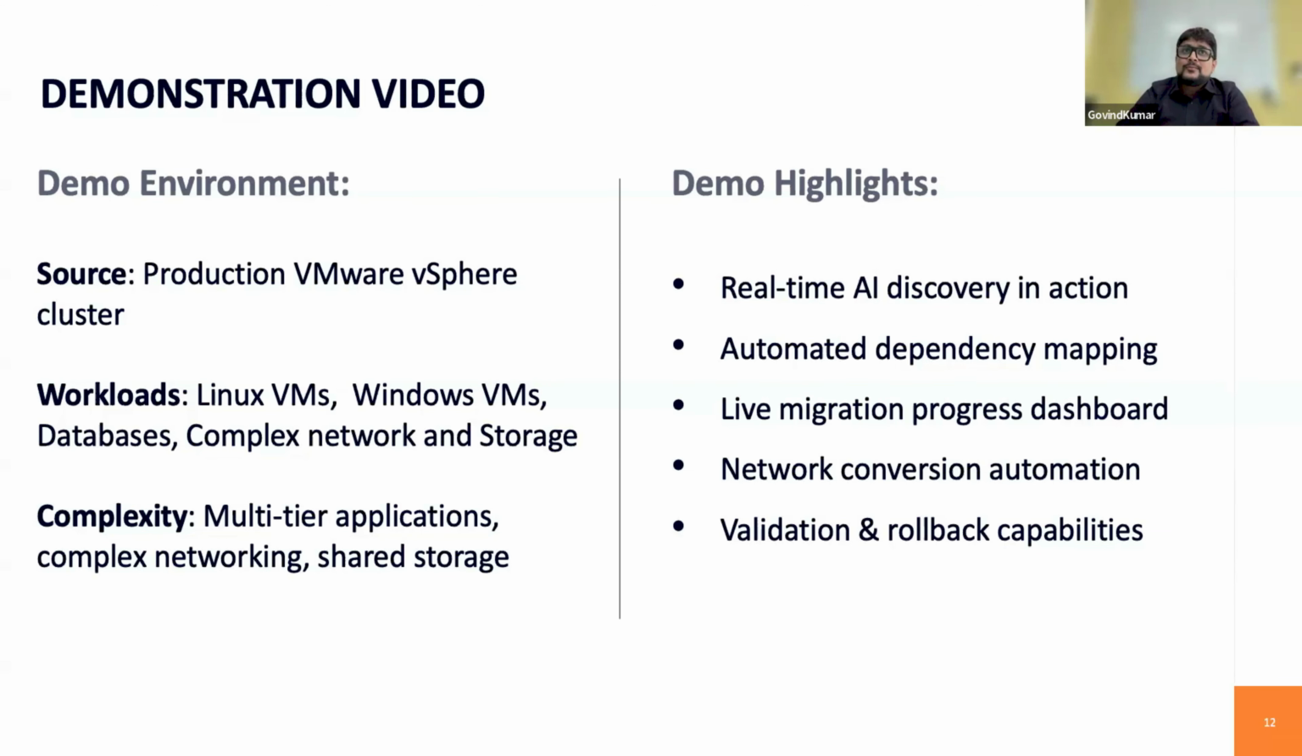Now, this demo is all about a workload that is hosted on Microsoft Azure with the VMware setup. All that setup is right now running. The intent was that the workload had diverse operating systems like Linux, Windows, databases, and complex networking and storage as well. So the intent is to bring the complete workload from the other hyperscaler to AWS using this agentic AI solution. Now, I'll directly switch to the demo.